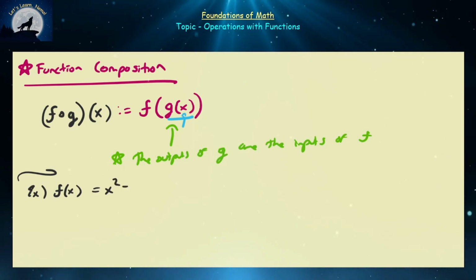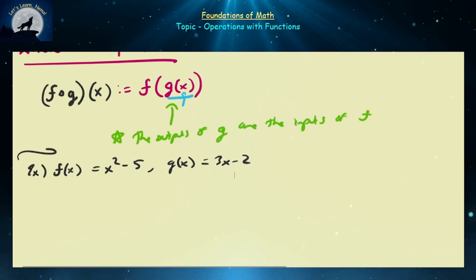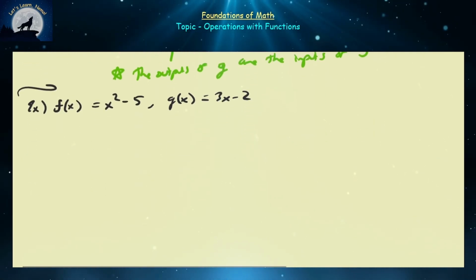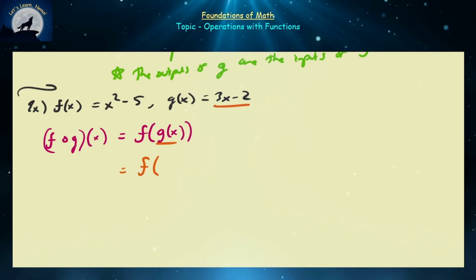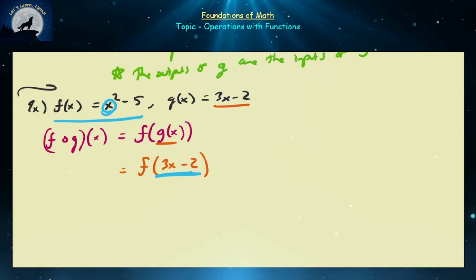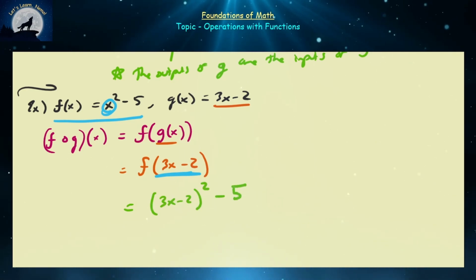So let's take a look at what that would look like for our example functions. Again, f of x was x squared minus 5, and g of x was 3x minus 2. What would the composition of f with g be? f composed with g of x, by definition, is f of g of x. What is g? g is 3x minus 2, so that's f of 3x minus 2. Everywhere you see x in f of x, you're going to place 3x minus 2 in that position. So this is going to be equal to (3x minus 2) squared minus 5. That would be the composition of those functions.